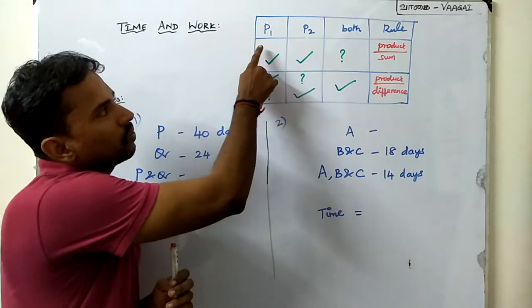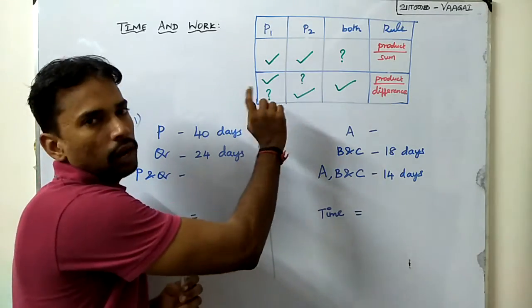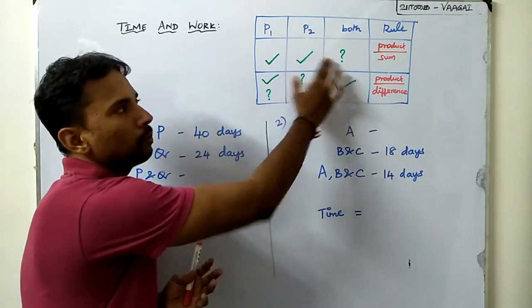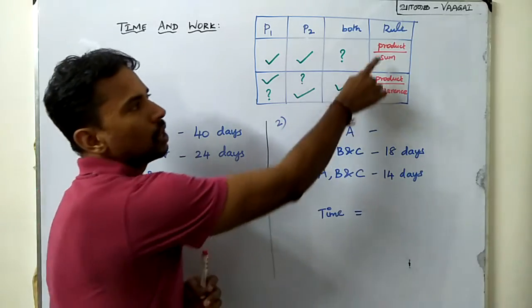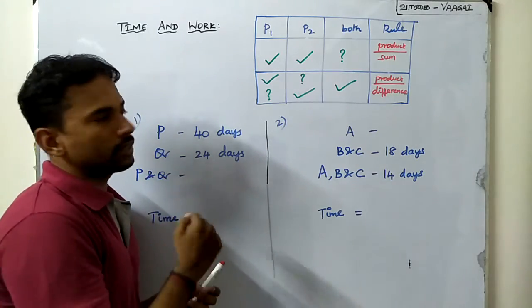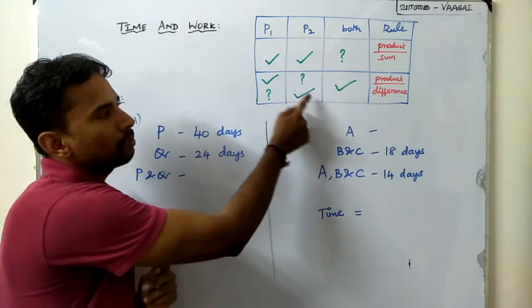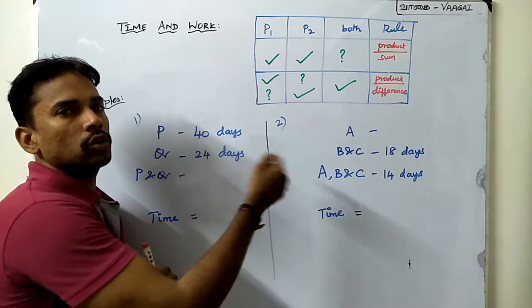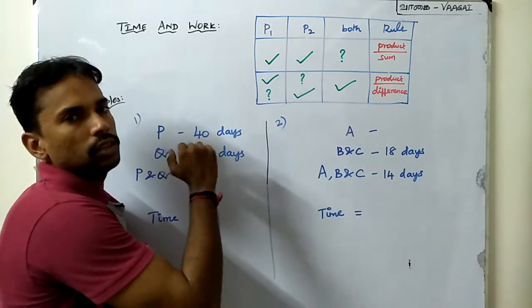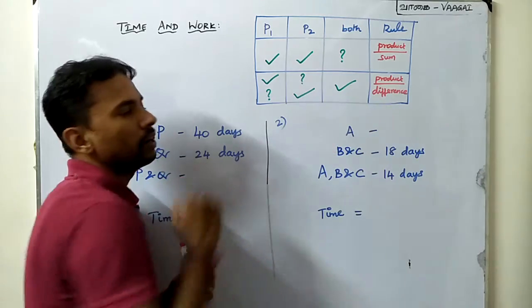So the first one is, if you are given the person one time and person two time, and if you are asked to find what is the time taken by both together, we have to use the first rule, which is product divided by sum. And the second one is, if you are given any one of their times and both the times, and if you are asked to find the time taken by the other person, then we have to use the second rule, which is product divided by difference.